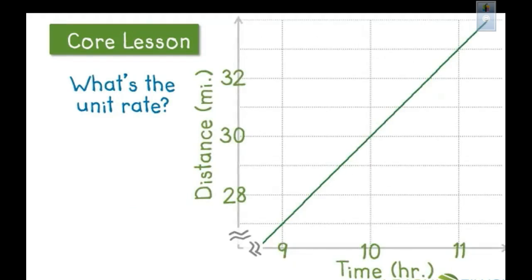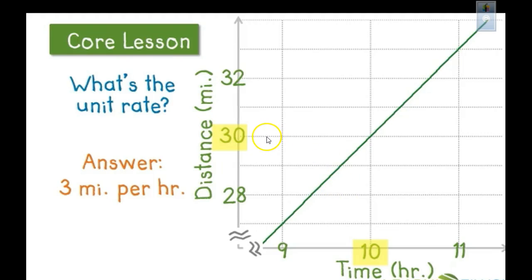What's the unit rate for this proportional relationship? Notice that this time there are breaks in the scales, which means we can't just look up 1 on the x-axis because it's not visible. Well, we can use one of the other methods. Pick any ordered pair on the graph, find its coordinates, and divide. 30 miles in 10 hours, 30 divided by 10 is 3. So we're taking the 30 and dividing it by 10 to get our 3 miles per hour.